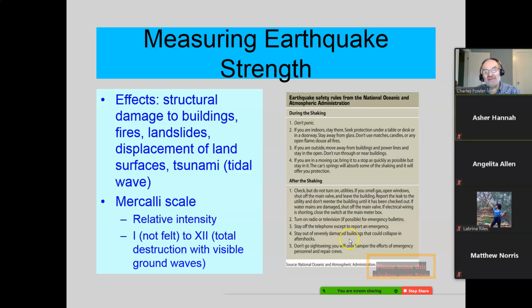Stay out of severely damaged buildings that could collapse in the aftershocks. That's where they're coming into play. Do not go sightseeing. You'll only hamper the efforts of emergency personnel and report crews.